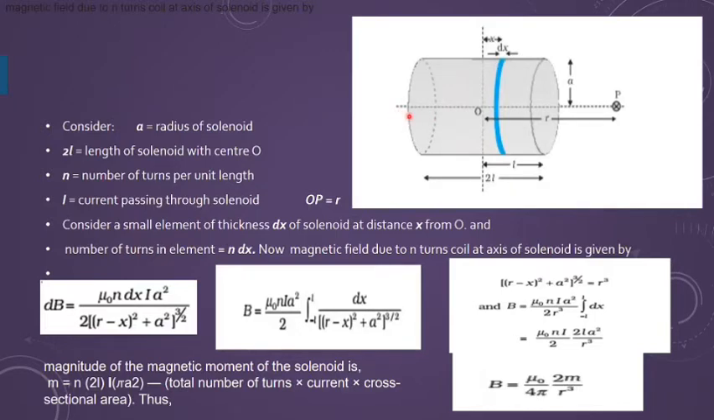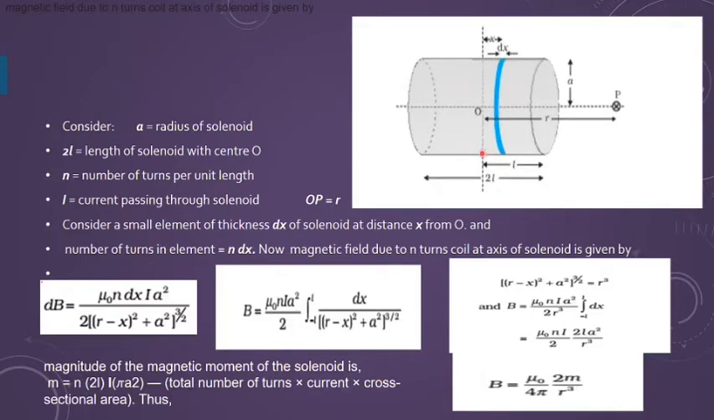We are assuming here a is the radius of the solenoid and r is the distance from the center of the solenoid to this point P, where I want to find the magnetic field. Of course, we are taking 2l as the length of the solenoid. So from the center to one end, the length is simply small l.